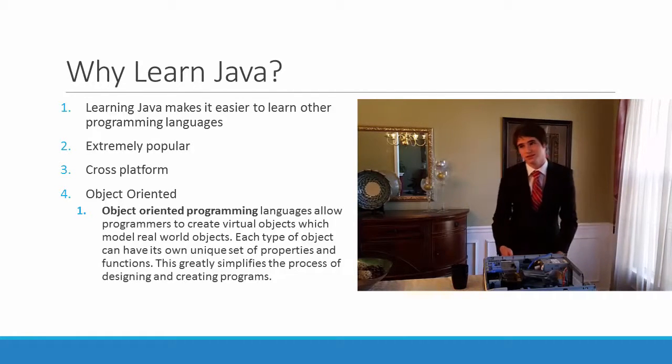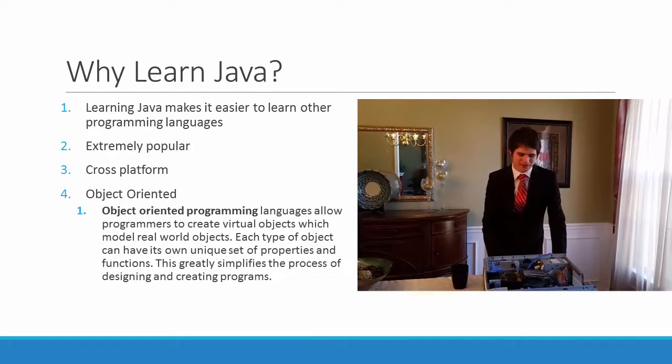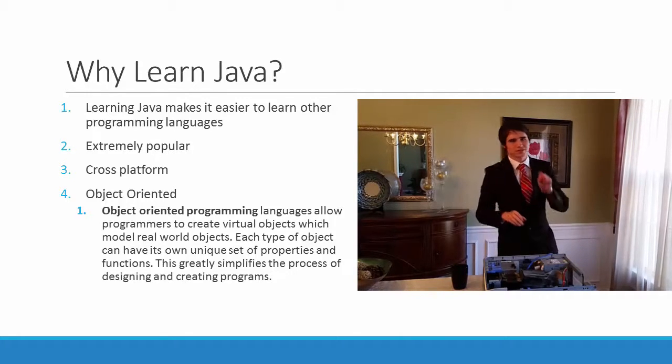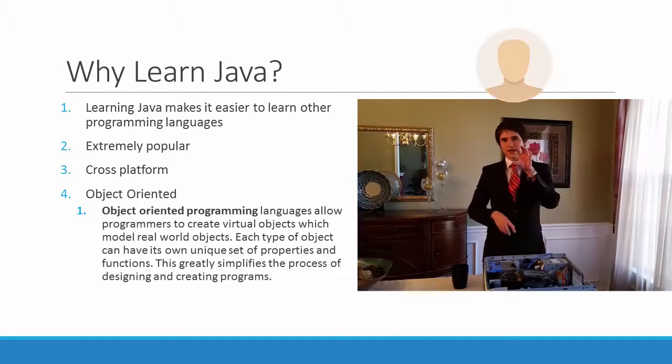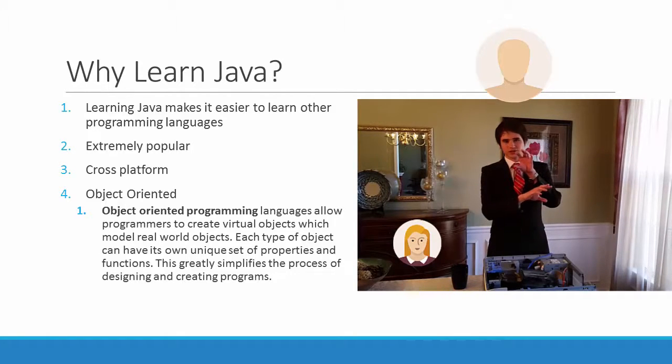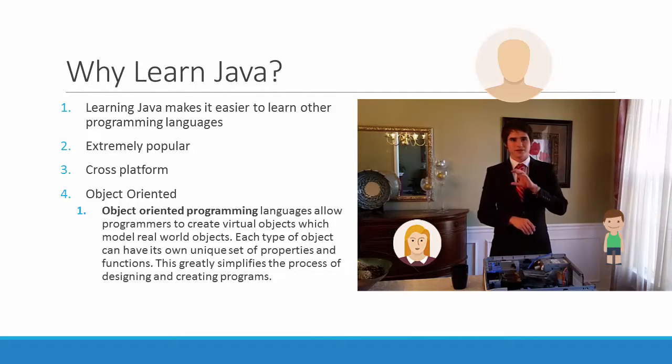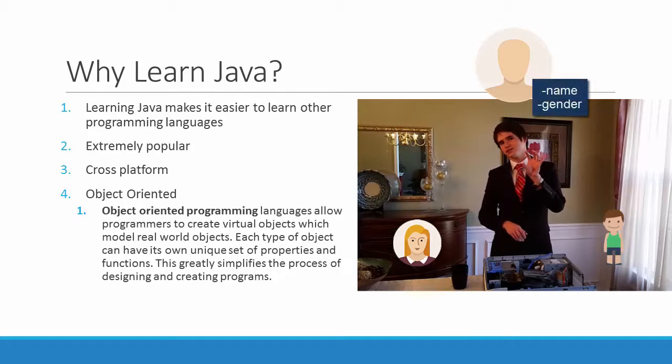Alright, and finally, Java is an object-oriented programming language. And that means that we can think of things in terms of objects. So, for example, you could have an object that would be a person, and then you could have different types of persons that would inherit from that superclass person. So if we have a person up here, and then we have, say, a teacher and a student down here, we would be able to assign specific properties to the person class. So each person could have a name and a gender, for example.